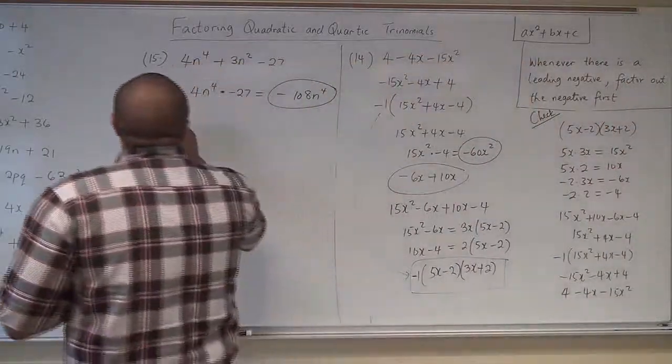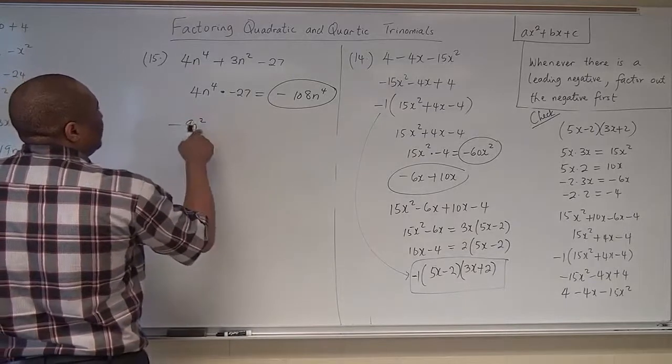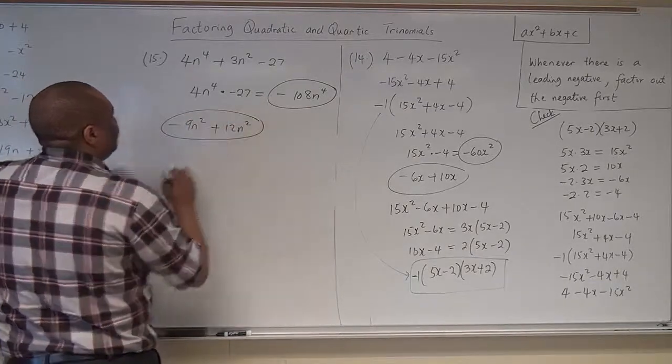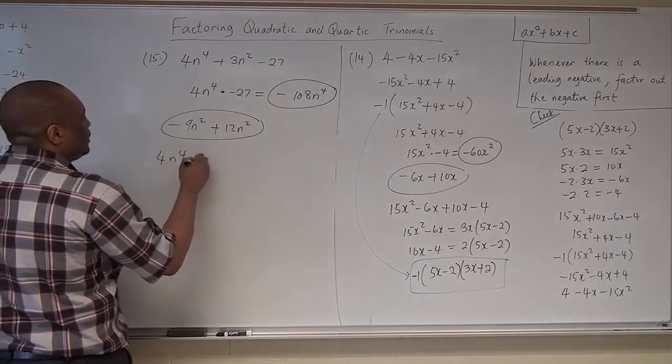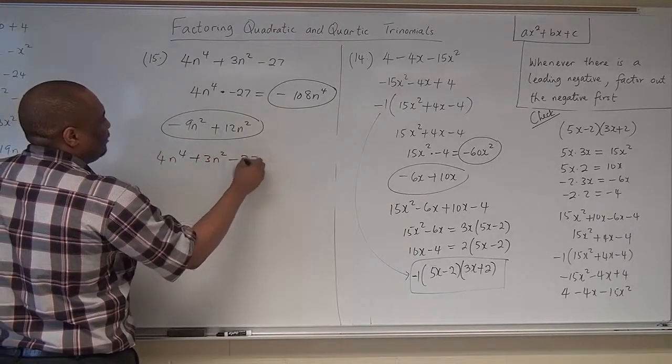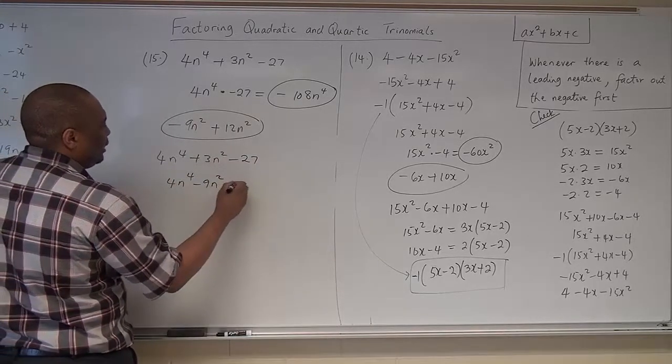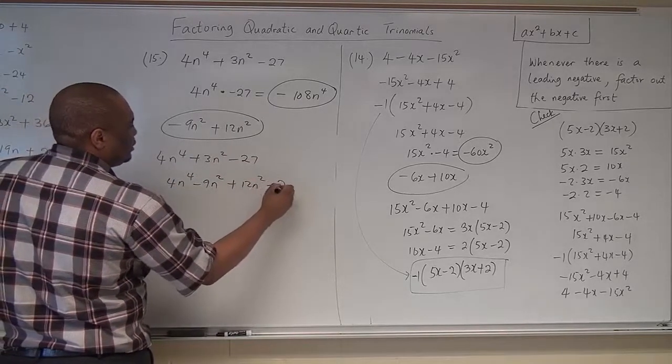So this is negative 9n squared plus 12n squared. This is what will work here. So we have 4n to the fourth plus 3n squared minus 27. Replace this: 4n to the fourth minus 9n squared plus 12n squared minus 27.